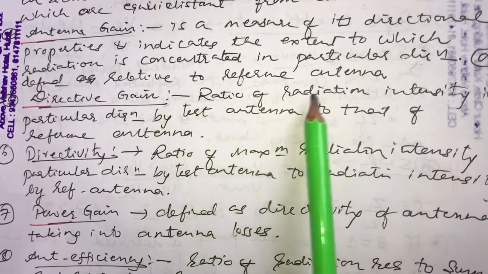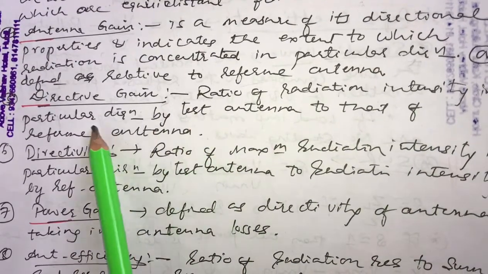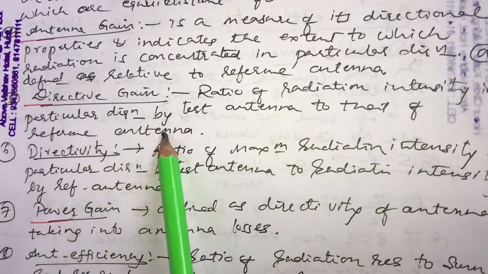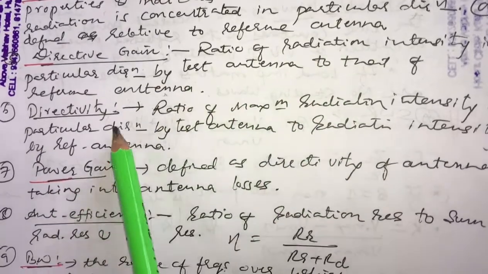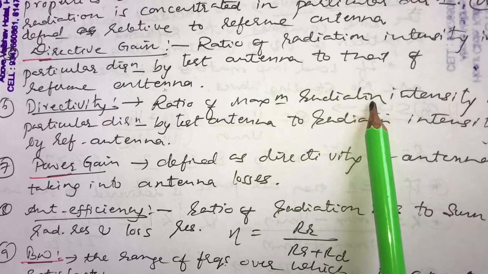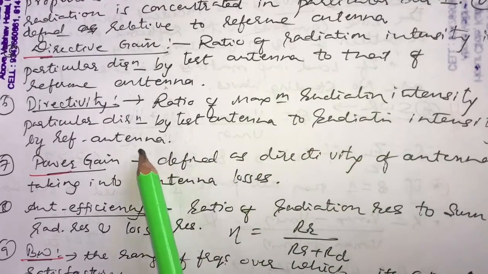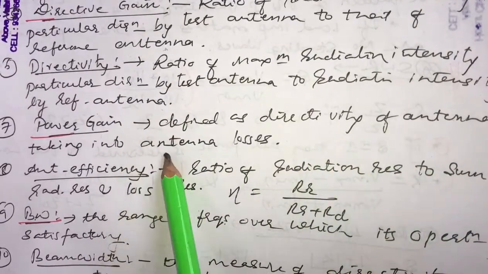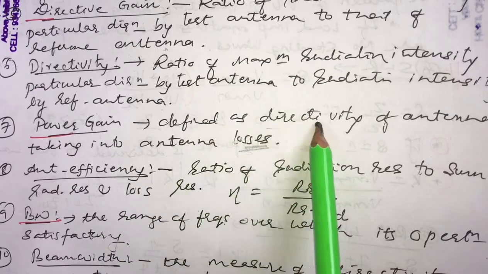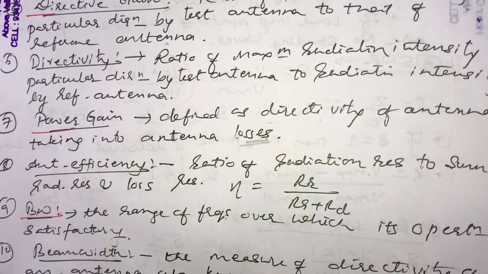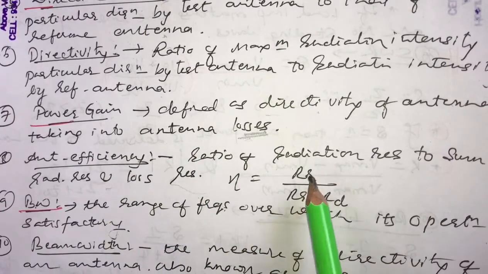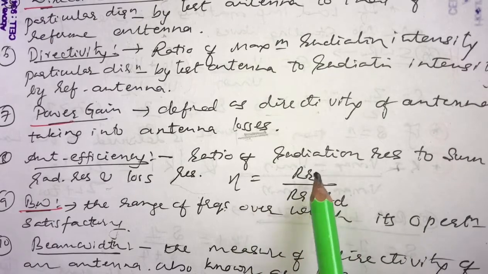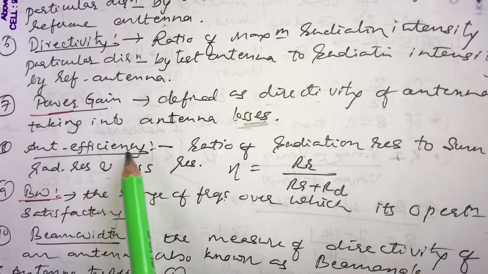Directive gain is a ratio of radiation intensity in a particular direction by the test antenna to that of a reference antenna. So this is a ratio. Directivity is a ratio of maximum radiation intensity in a particular direction by the test antenna to the radiation intensity by the reference antenna. Power gain is defined as the directivity of the antenna taking into account antenna losses. So when we consider the directivity of the antenna plus losses, what we get is the power gain. Antenna efficiency is a ratio of radiation resistance to the sum of radiation resistance plus loss resistance. Radiation resistance divided by radiation resistance plus loss, this ratio is antenna efficiency.